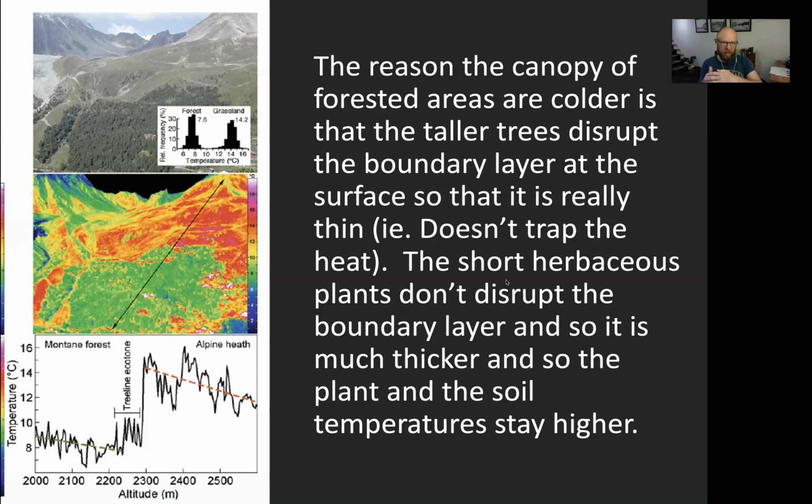So the leaf canopy of forests is really going to be closely related to air temperature. But in the alpine area, those short plants have what we call a smoother surface. Even though it's not super smooth, it's smoother than the forest canopy. That allows the boundary layer to build up much thicker and trap more heat. So that's why we see the leaf canopy being warmer in the alpine.